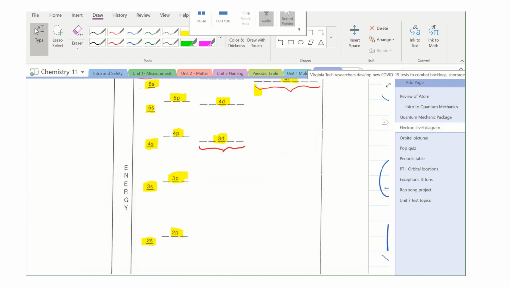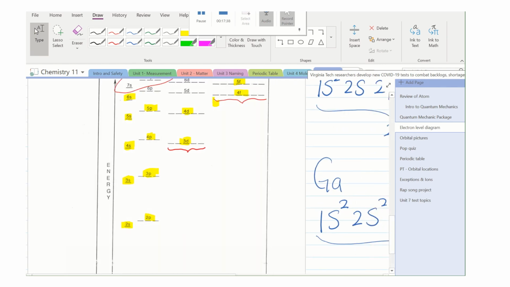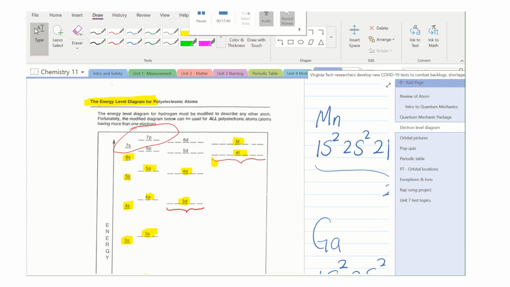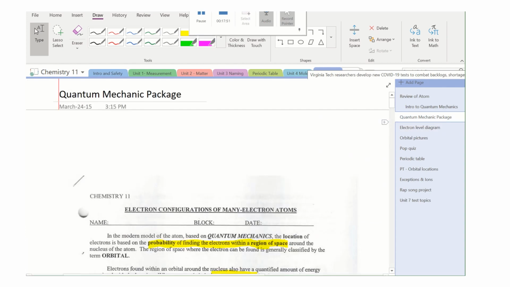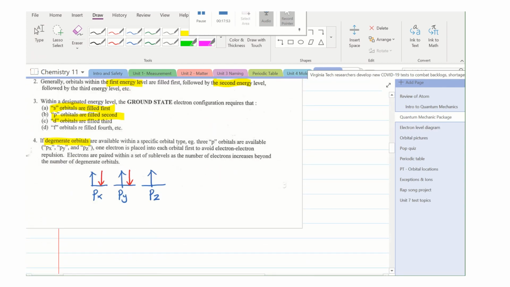I also want you guys to pick a few of them to practice how to draw arrow diagrams like this. Use a pencil, and you can erase it once you're done. So that's the homework for today. I hope you guys are getting the hang of filling electrons. I don't think they are hard.